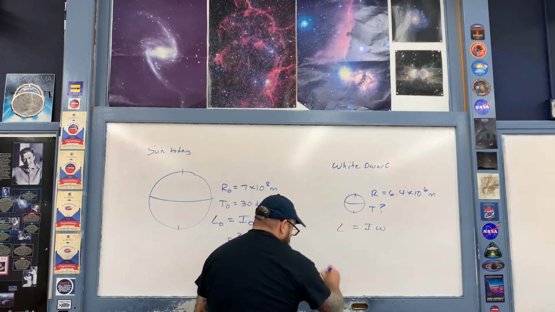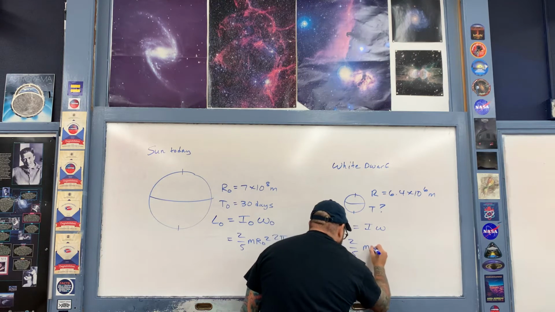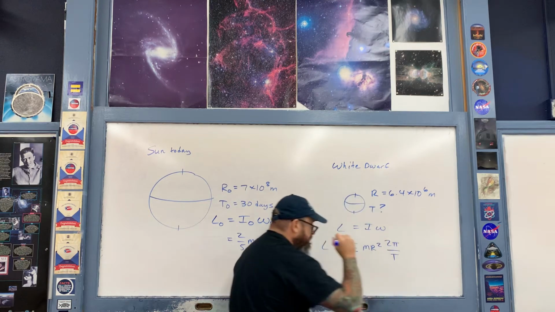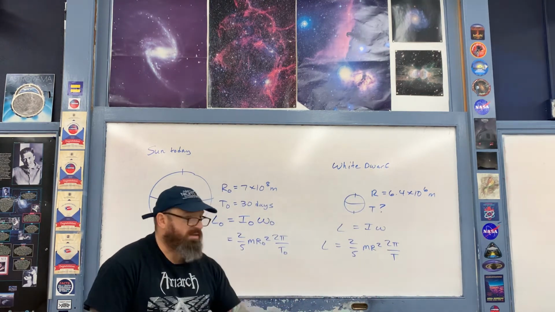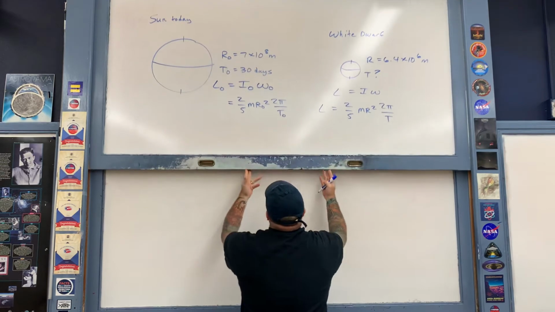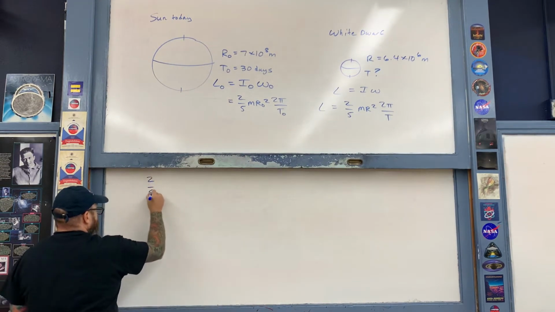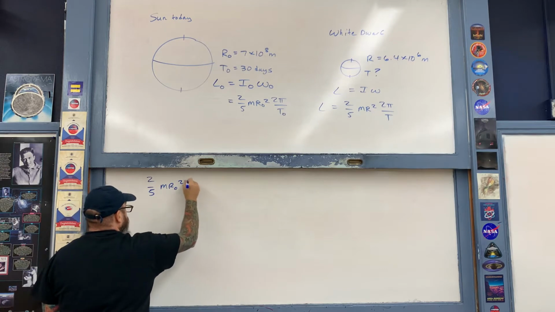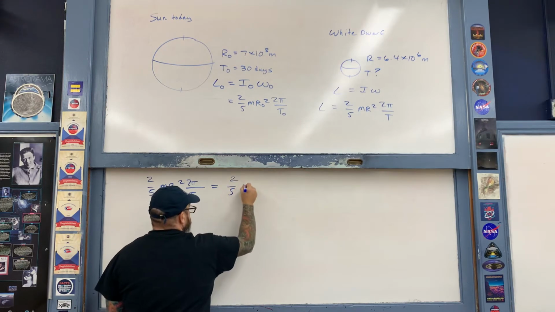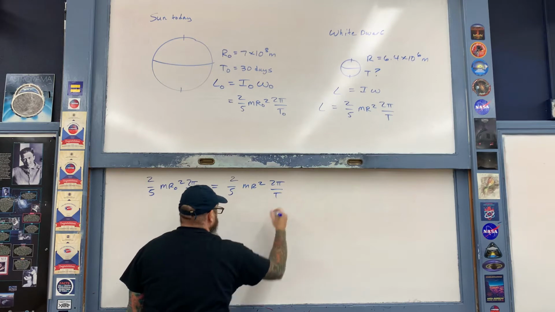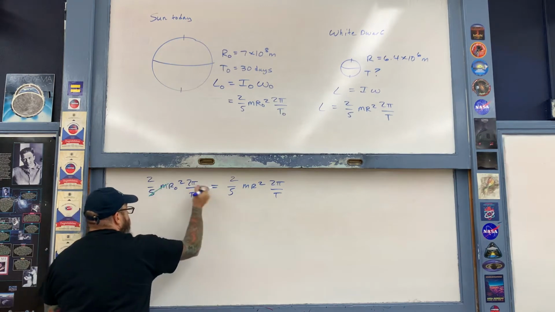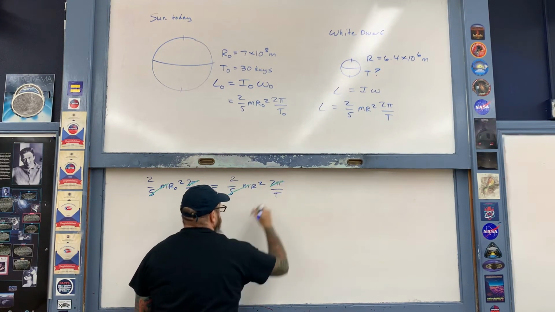Let's write the I here as 2/5 m r squared, where the r is the radius of the Earth, and then multiply by omega, which is 2 pi divided by the unknown here, capital T. Now let's set the two equal to each other and solve for capital T. The sun as it is today, 2/5 m r0 squared, 2 pi over capital T naught, equals the sun 5 billion years from now, 2/5 m r squared, 2 pi divided by capital T. Now a bunch of stuff cancels out; we'll cross multiply and then solve for capital T.